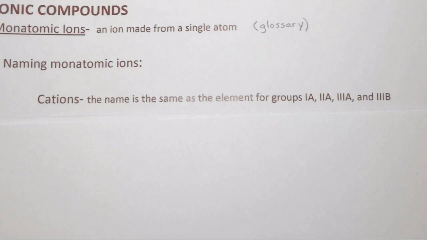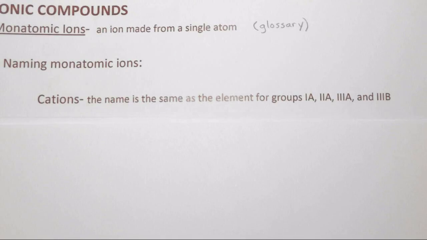Okay? So for those particular metals, and we know that metals tend to form cations, right? They have few valence electrons. They want to lose them. And so when they do, they create cations. The name of the cation is the same as the name of the element. That can be a little confusing sometimes.